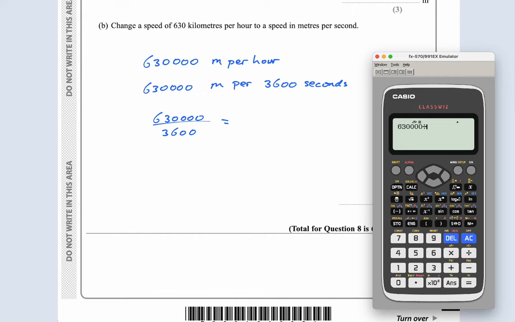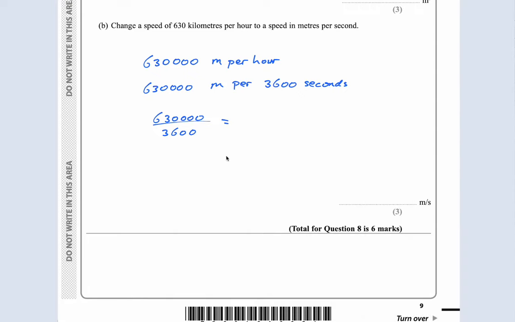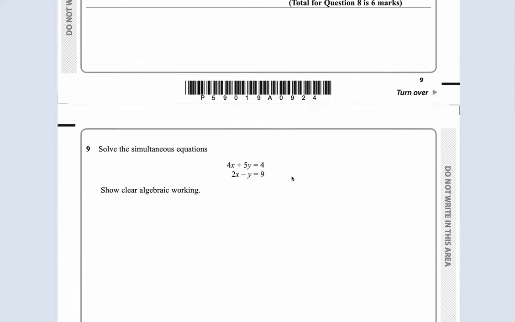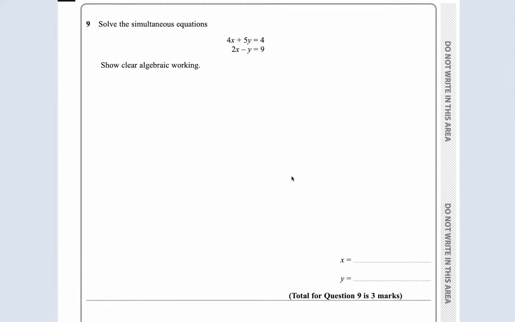630,000 divided by 3,600 gives me 175. So it's equal to 175 meters per second. Okay, question 9. Solve the simultaneous equation. So we've already actually done one of these, but let's do another one.